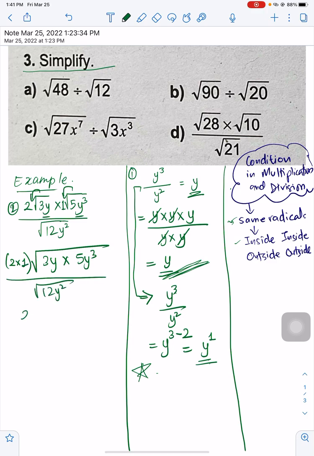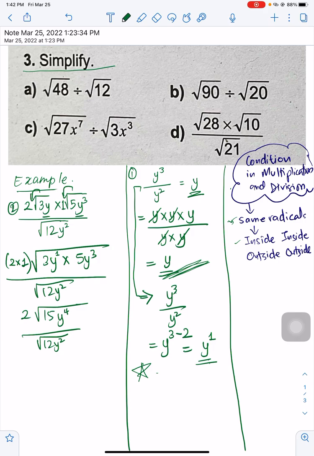So 2 into 1 is 2. Then if I multiply, 3 into 5 is 15, and you have y times y cube. When it is multiplication, you just have to add the exponents of y. The exponent of y here is 1 and the other is 3, so 3 plus 1 is 4, so y raised to 4, divided by 12y squared. Now since the term is only 1 in the numerator, you directly divide. Since both radicals are the same, you can directly follow inside, outside.